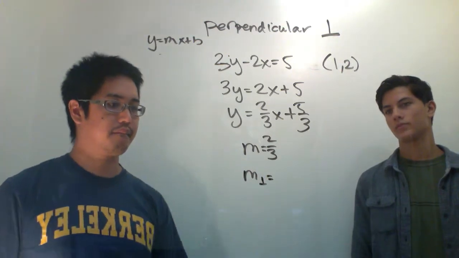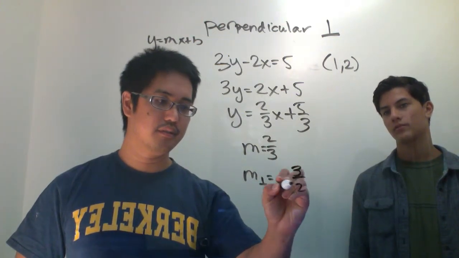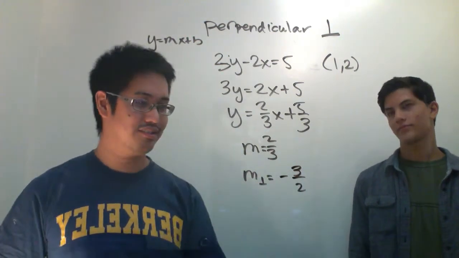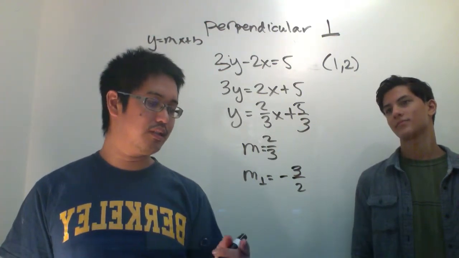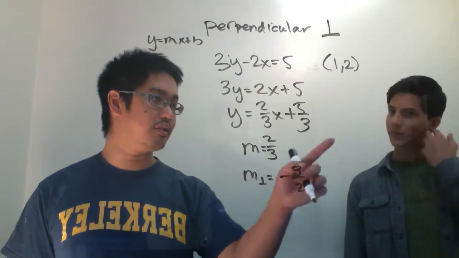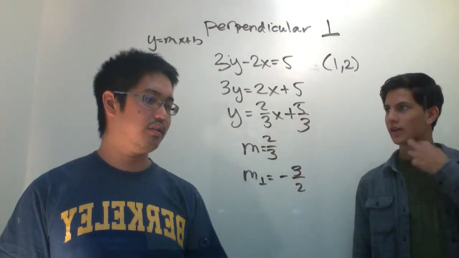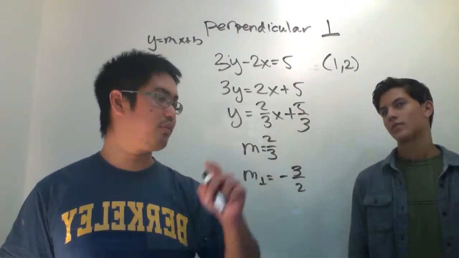Negative 3 halves. Good. So all I'm asking now is, what's the equation of a line that has a slope of negative 3 halves, which is the same as negative 2/3 flipped, and goes through the point 1, 2?